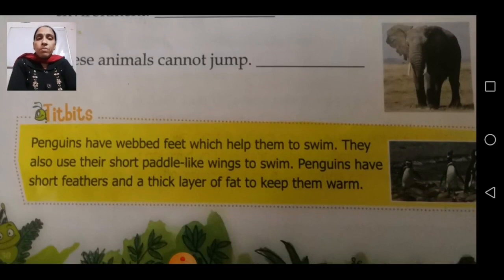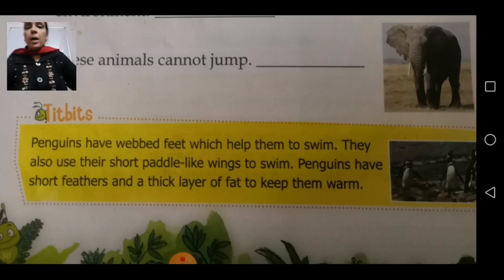Penguins have webbed feet which help them to swim. Now they also use their short paddle-like wings to swim. Penguins have short feathers and a thick layer of fat to keep them warm. So these are the tidbits related to the penguin.